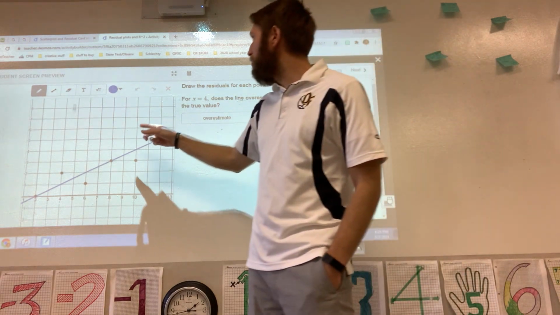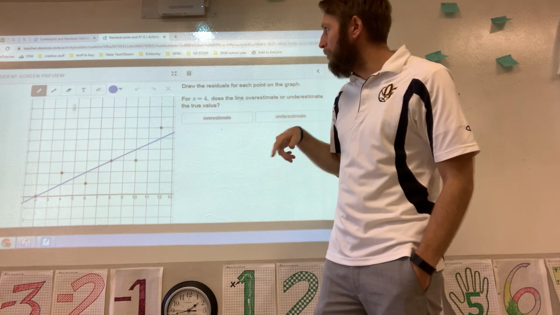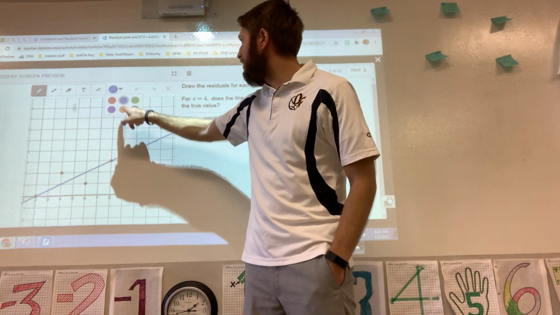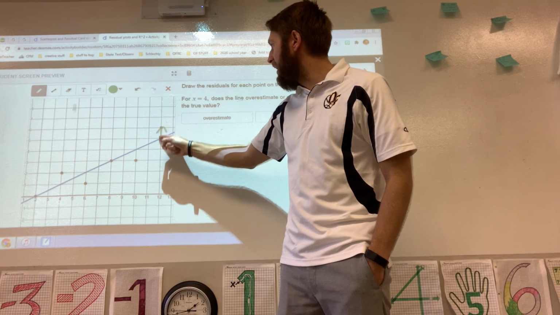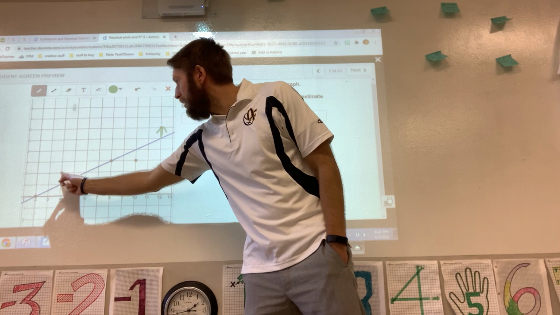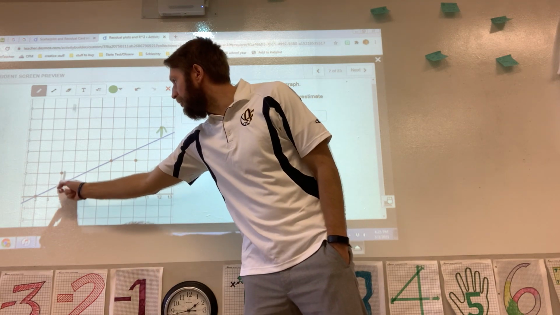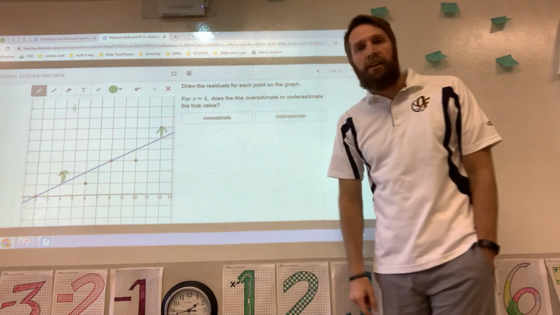On this one, I hope that I can go ahead and draw these right here, but we have a couple of positive residuals. Let's see if I can change to green as a positive. Here is a positive residual of 1. Here is a positive residual of 1. Those points are both above the line.